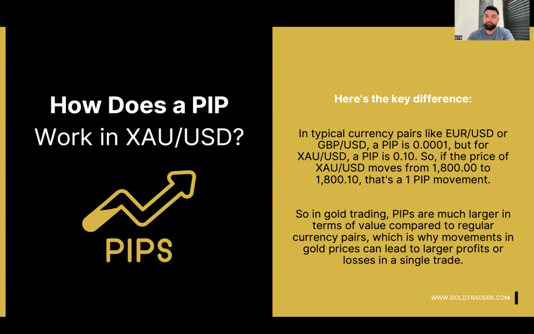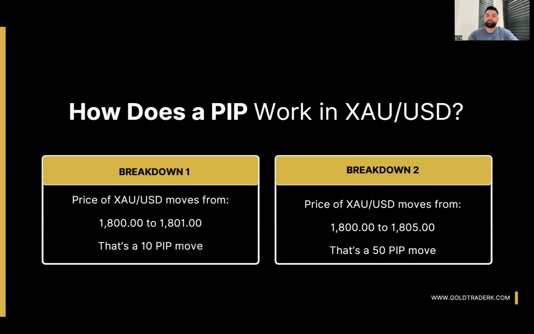Now, for example, if you're looking to trade gold at 1800 and it jumps from 1800.00 to 1800.10, that's a 1 pip move. So in gold trading, pips are much larger in value compared to regular currency pairs, which is why movements in gold price can lead to larger profits or losses in a single trade.